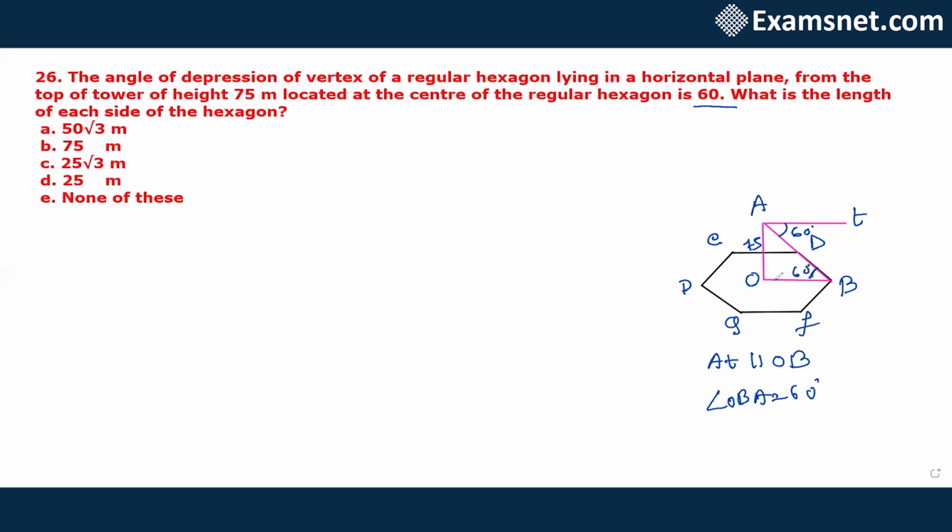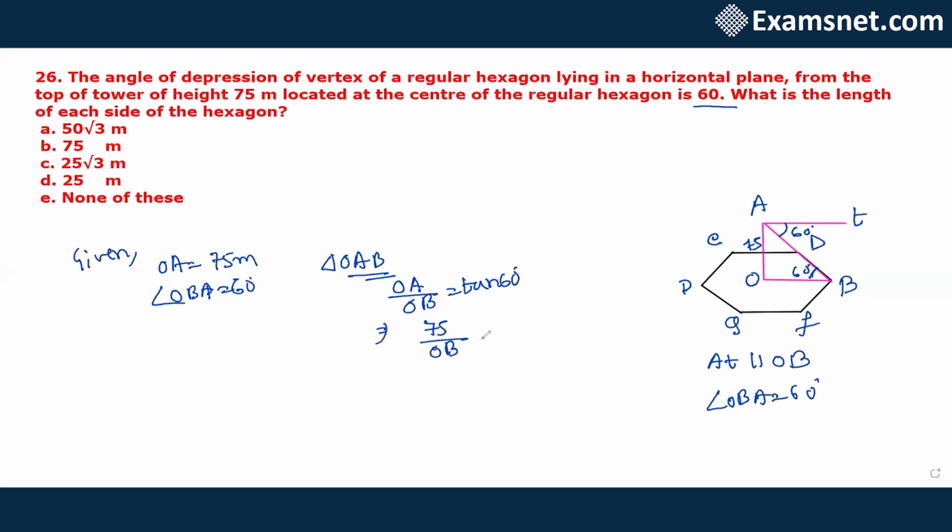Here we are already given the value of OA, that is 75 meter, and the angle OBA, which is 60 degree. So from that, considering the triangle OAB, we can find the length of OB. Let's do that. Here OA by OB equals tan 60 degree. That means 75 by OB equals √3. So from here we can write the value of OB, which is 75 by √3. Let's name it equation number 1.